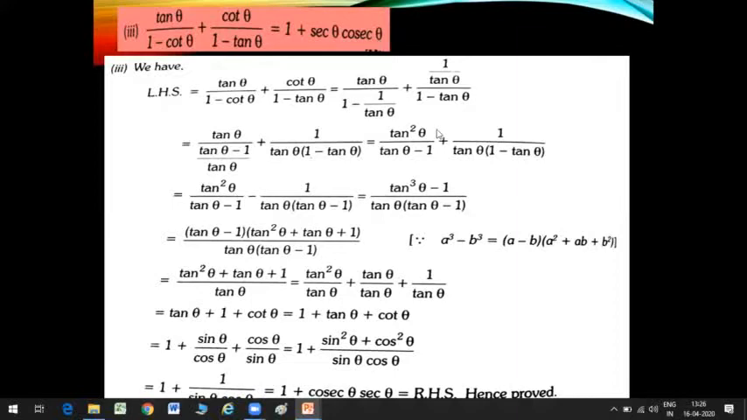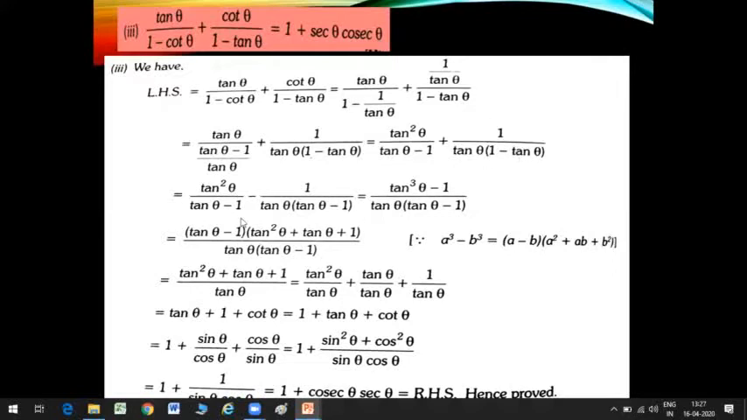Then this is the same step, tan square theta by tan theta minus 1, and now only in the second term of this denominator we are taking minus common from this bracket. Why do I need to take minus common? Minus I am taking common because after this, 1 minus tan theta will become tan theta minus 1, and in the first term also it is tan theta minus 1. Then it would be easy for us to take the LCM. That is the reason we are taking minus 1 common from this bracket.